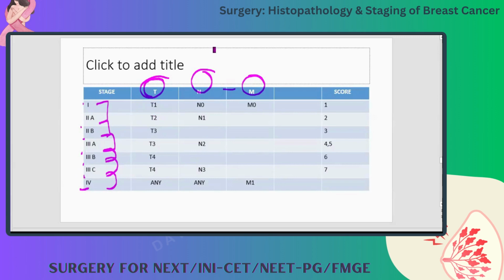No need to go into these details, but just for completeness: N2 is 3A, N3 is 3C. Just remember these two things. If any M1 is there, it is stage 4. It has already spread. It is stage 4.